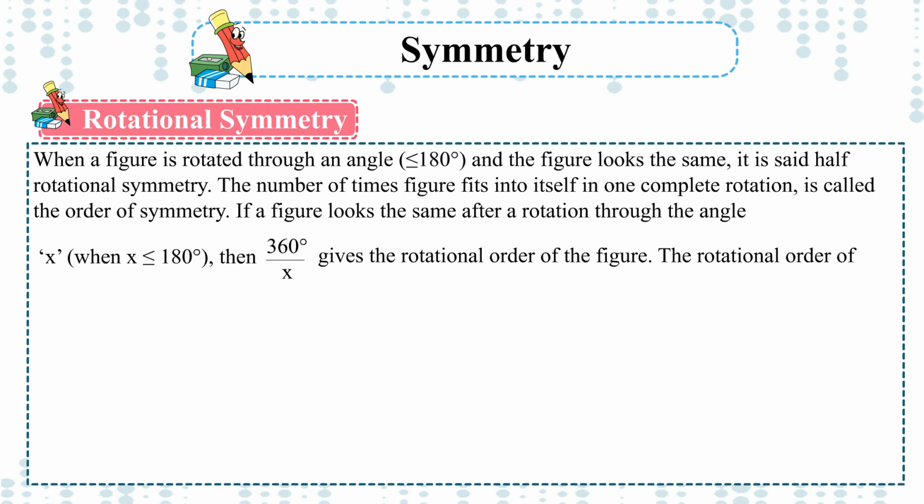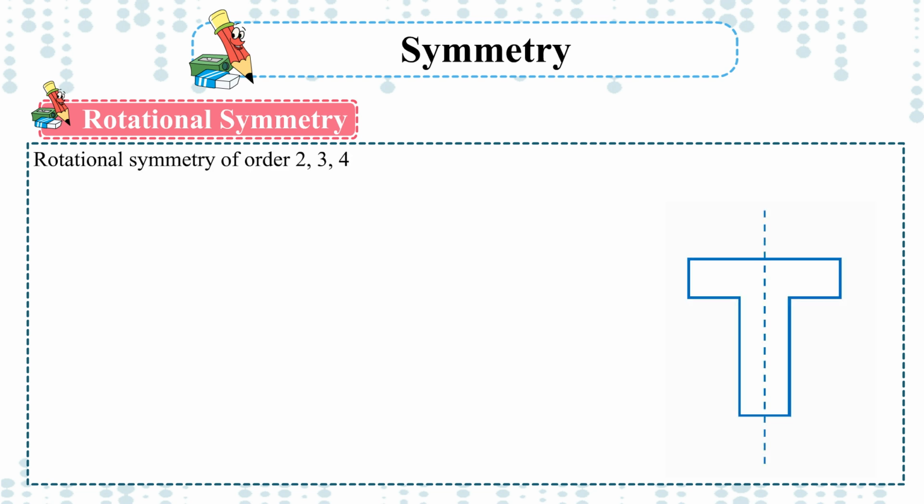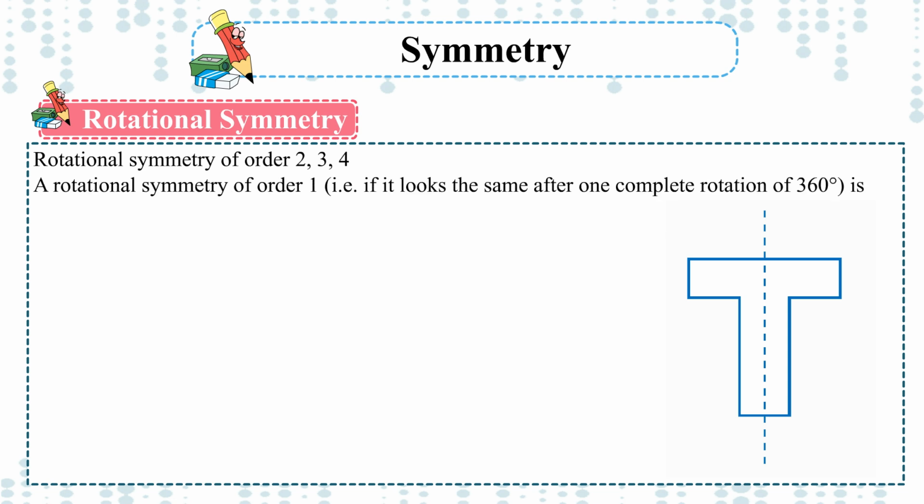The rotational order of a parallelogram is 360 degrees upon 180 degrees, which is equal to 2. Rotational symmetry of order 2, 3, 4. A rotational symmetry of order 1, that is, if it looks the same only after one complete rotation of 360 degrees, is considered insignificant.